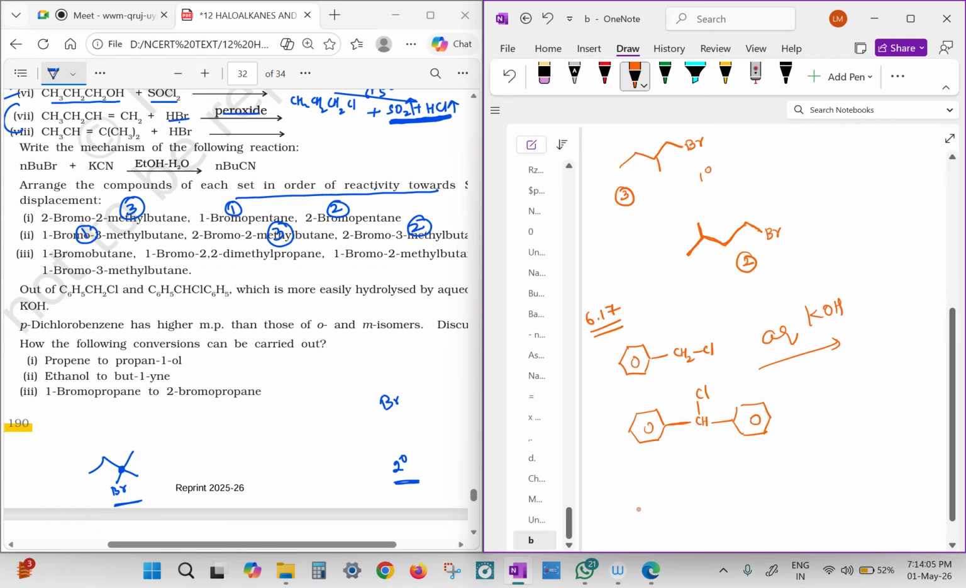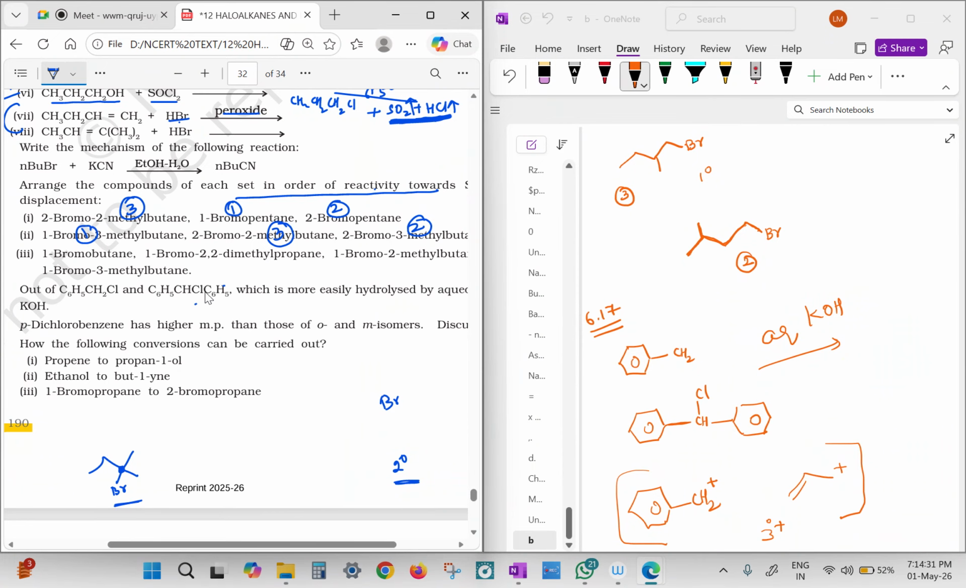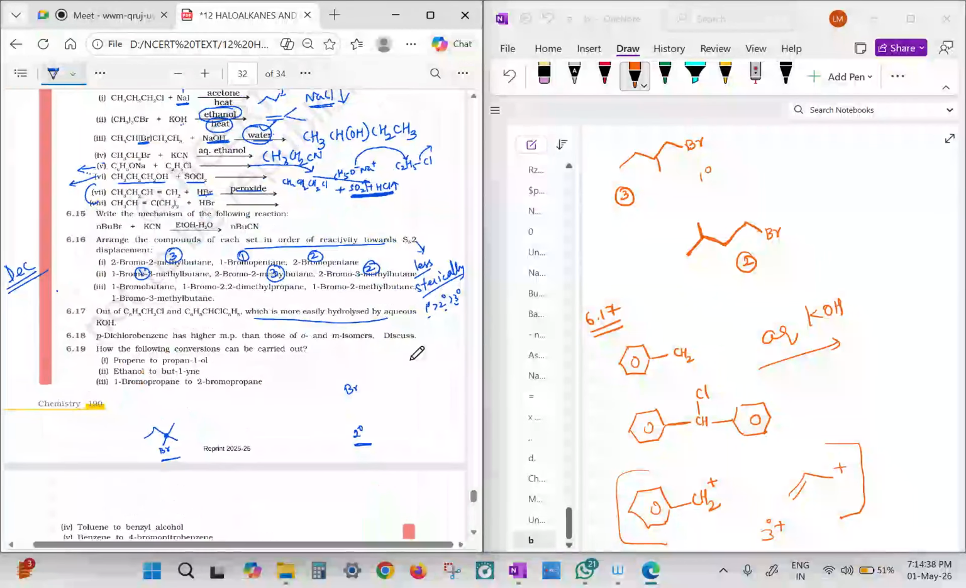See, I told you benzylic carbocation and allylic carbocation. Remember? Yes, ma'am. They are very, very stable. Also, tertiary carbocation is very stable. Okay, so here, if the halogen goes and see the question, they have not said SN1 or SN2. It's molecule's choice. Isn't it? It's not saying SN1 or SN2.